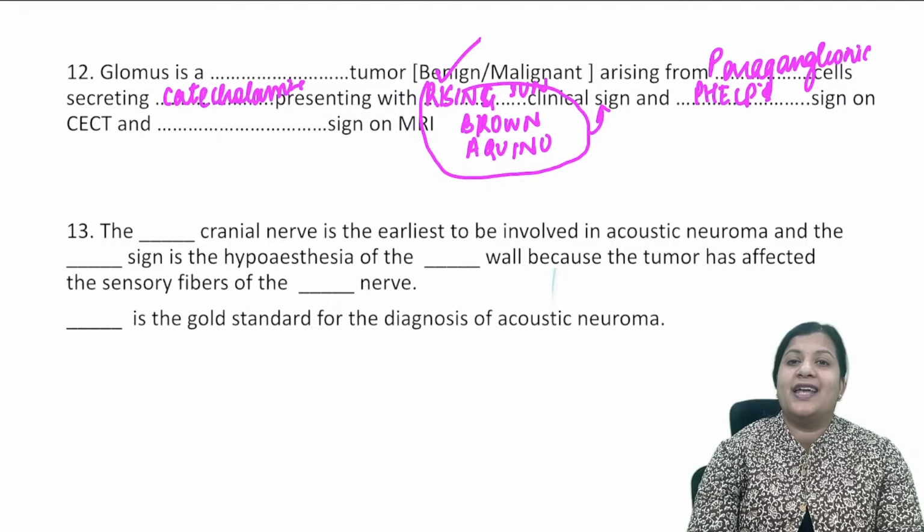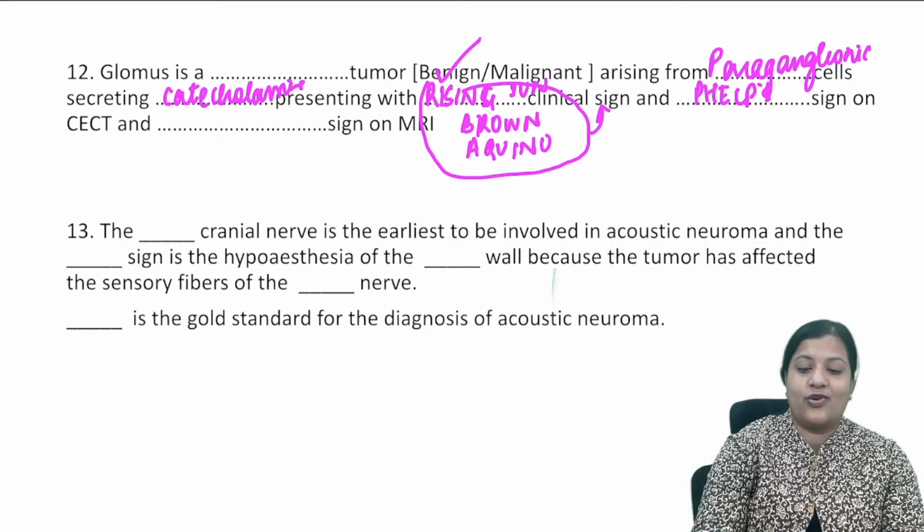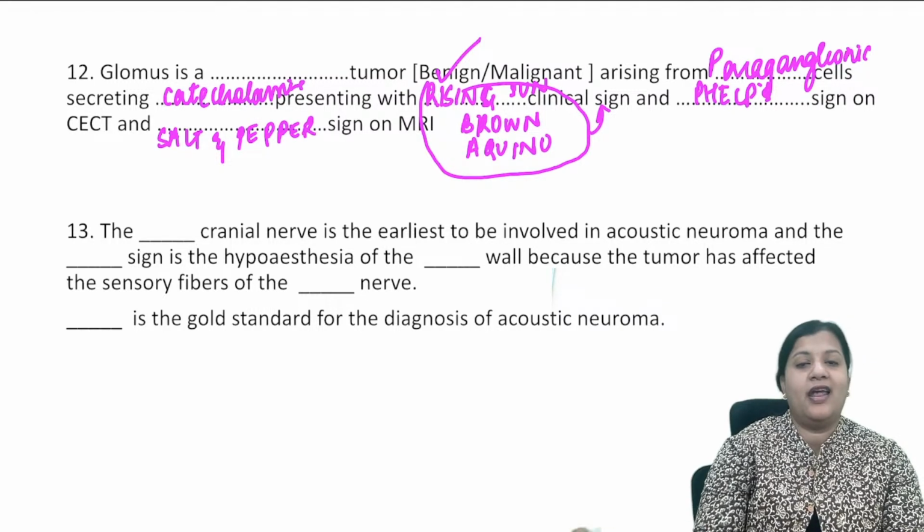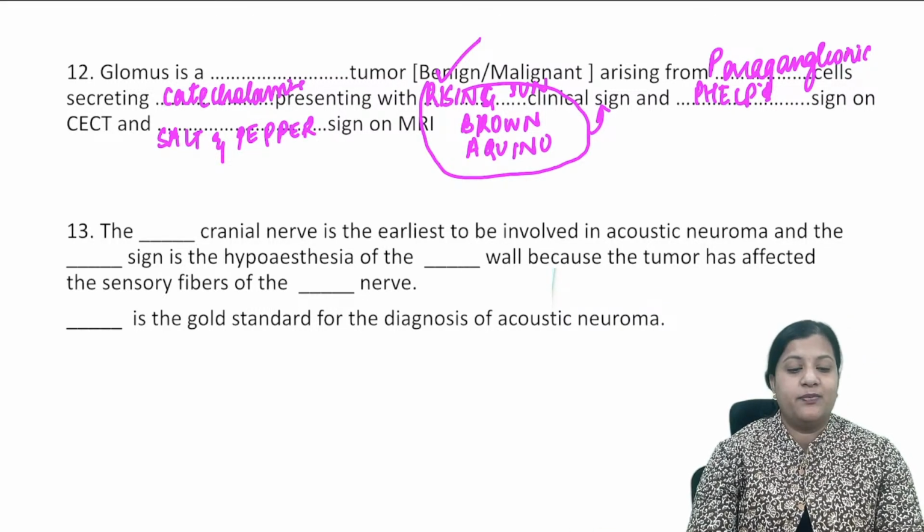And on MRI, there is an appearance. What is that appearance called? Salt and pepper appearance that we see on MRI. Okay, so simple. Almost all the signs are done here. Now let's do the next question.